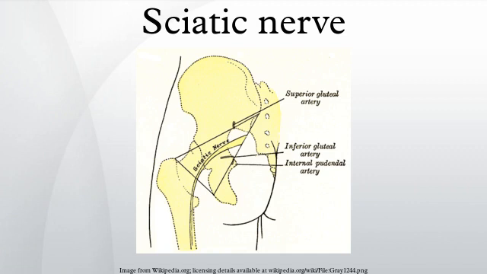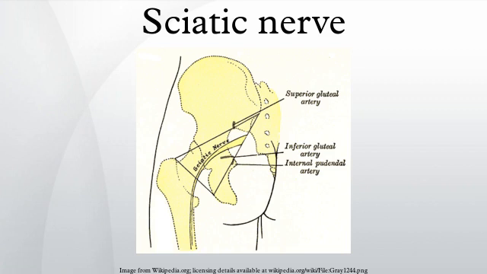It is derived from spinal nerves L4 through S3. It contains fibres from both the anterior and posterior divisions of the lumbosacral plexus. Structure: the sciatic nerve is formed from the L4 to S3 segments of the sacral plexus, a collection of nerve fibres that emerge from the sacral part of the spinal cord.